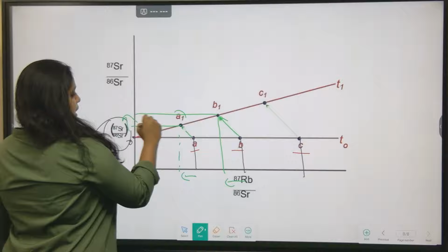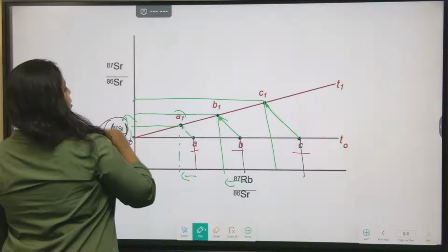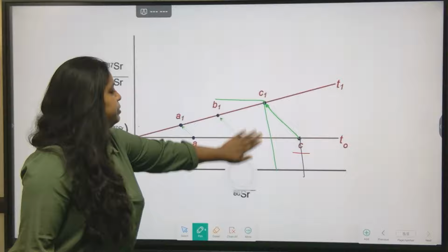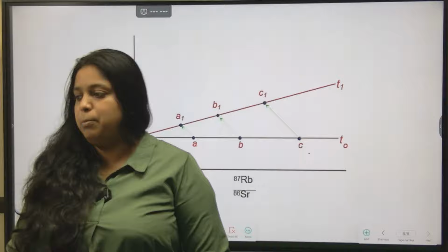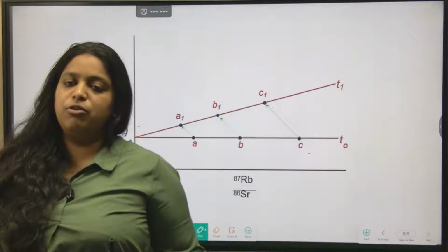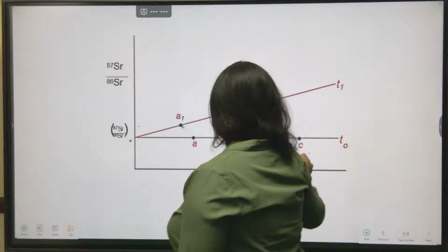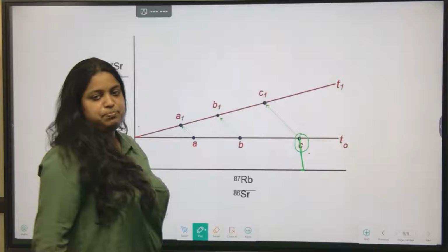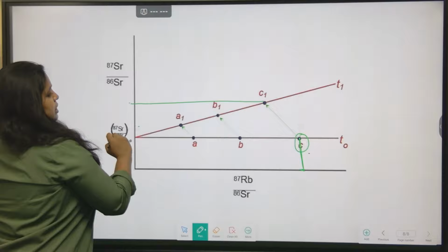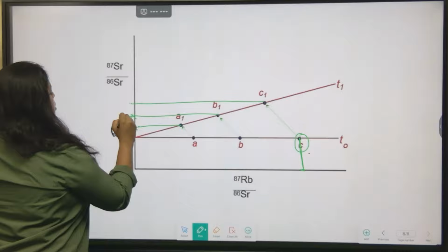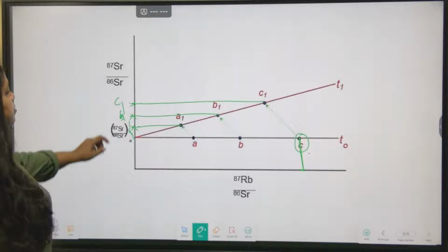So among these three samples, A, B, and C, which sample was behaving as a more compatible host for rubidium? Obviously, it will be C. That's why the initial rubidium by strontium ratio is highest for C. And more strontium has formed in C, because you can see this is the strontium ratio for A1, this is for B1 and this is for C1. So C1 has more strontium because more rubidium was present over here.